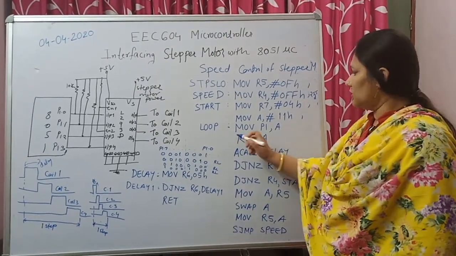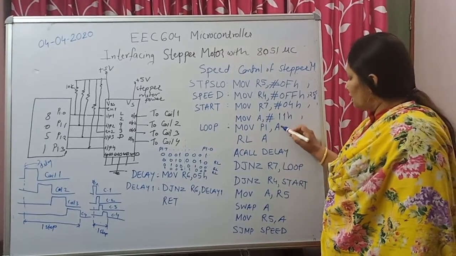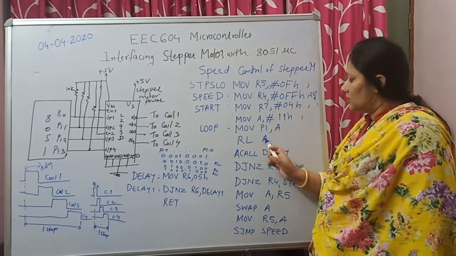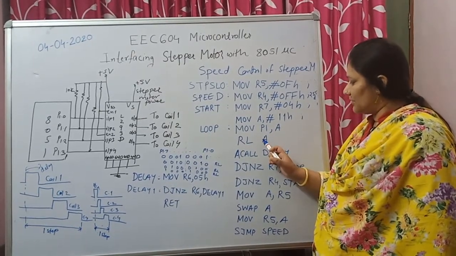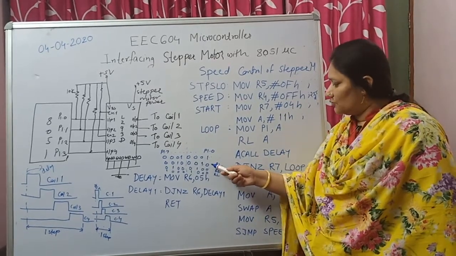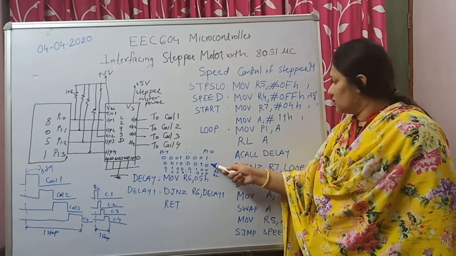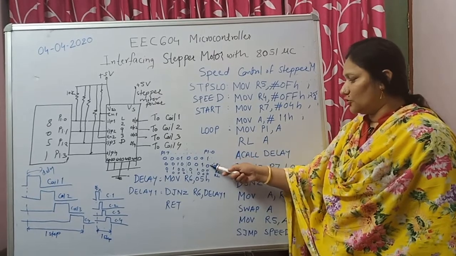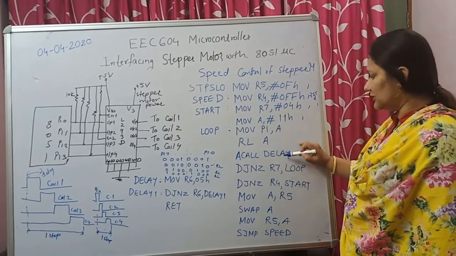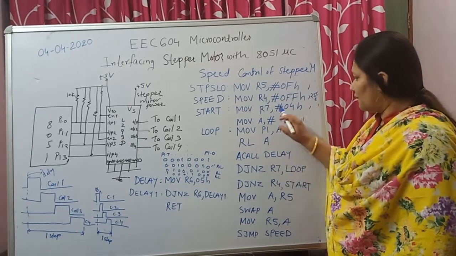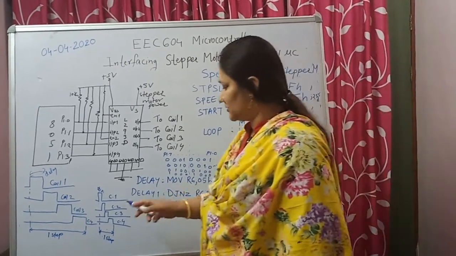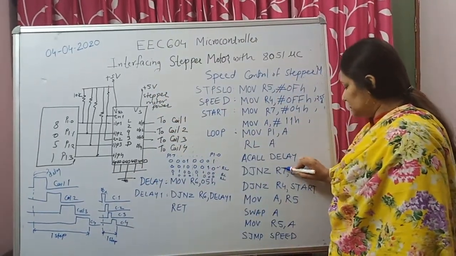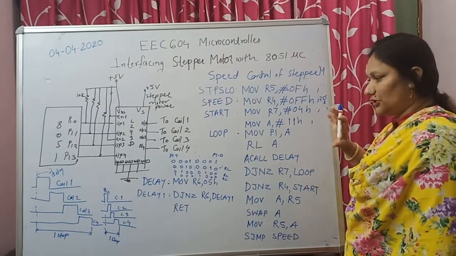Now loop stands for, again, MOV P1, A. So what is available in A? Already we have kept the count after rotating the accumulator left by once. So P1 will contain this count, so that after coil 1, coil 2 is getting energized, and again that is for the delay period. We do this 4 times, because we have to energize all the 4 coils one after another. When R7 goes to 0, that means one step rotation is completed.